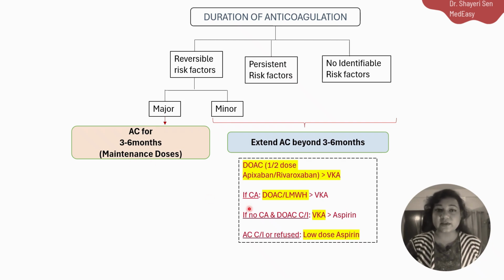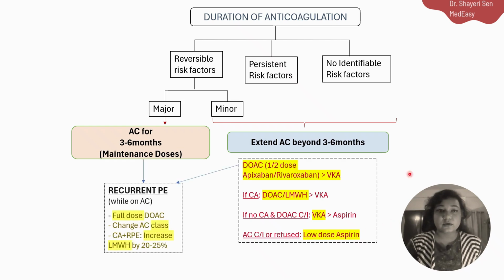Now, if the patient has cancer, both DOACs and low molecular weight heparin can be given, and these are preferred over VKAs. If the patient does not have cancer and DOACs are contraindicated, then VKAs are preferred over aspirin. And if anticoagulants are contraindicated in the patient or the patient refuses to take them, then low dose aspirin can be used, which is preferred over giving nothing, right?